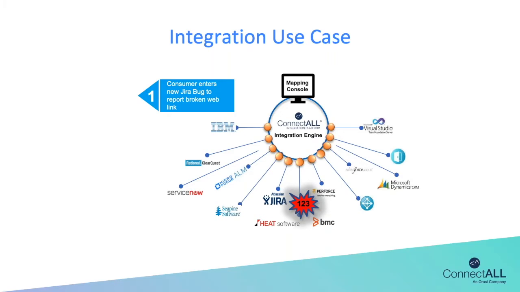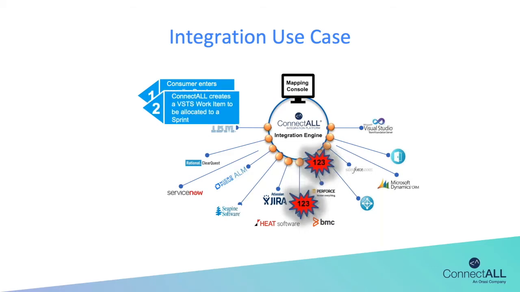So before we get into demoing the product, I'd like to show you a visual representation of a simple use case of a ConnectALL integration. So you can see here a Jira user enters a new bug to report a broken web link. This bug is recognized by ConnectALL, which then replicates the bug over to VSTS, where the team allocates it to a sprint for the development team to work on. So now the development team has a task on their board to be worked on.